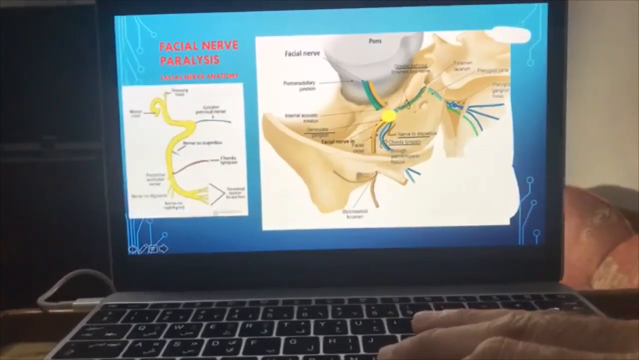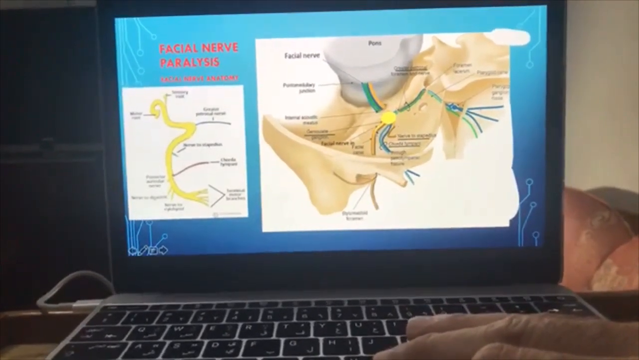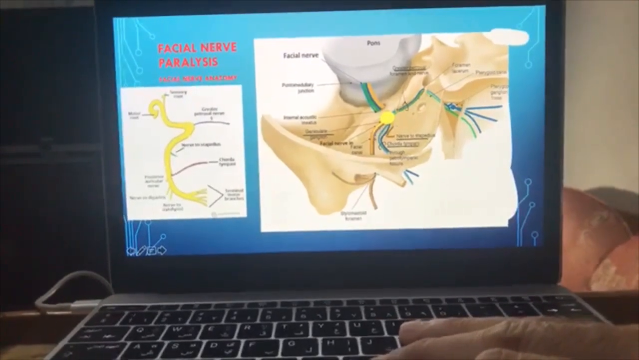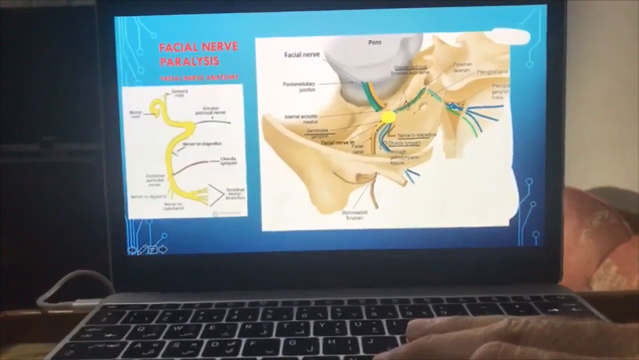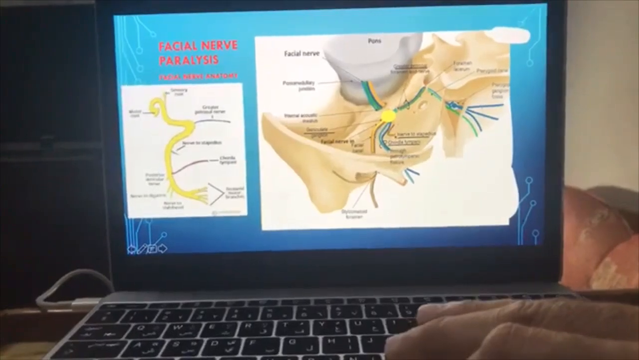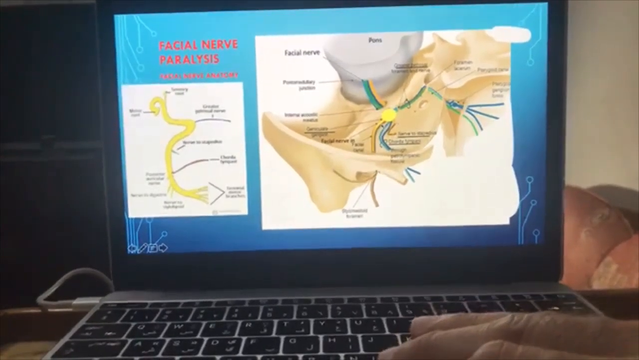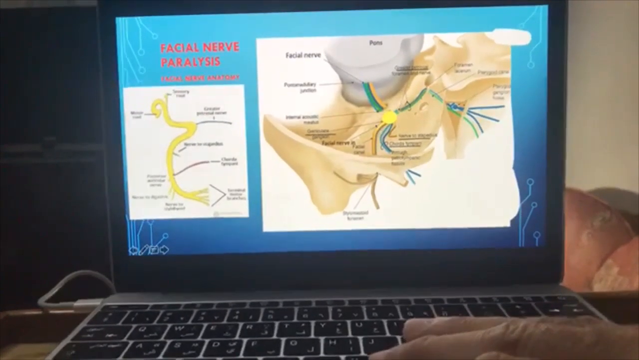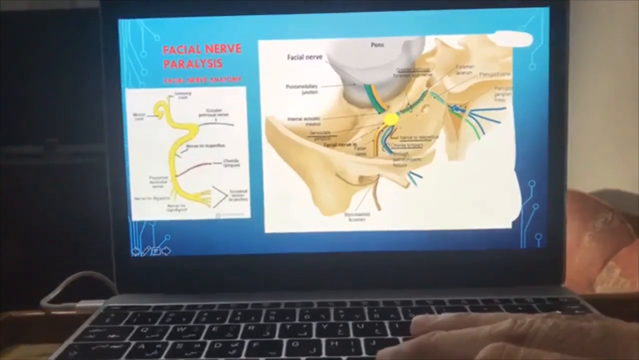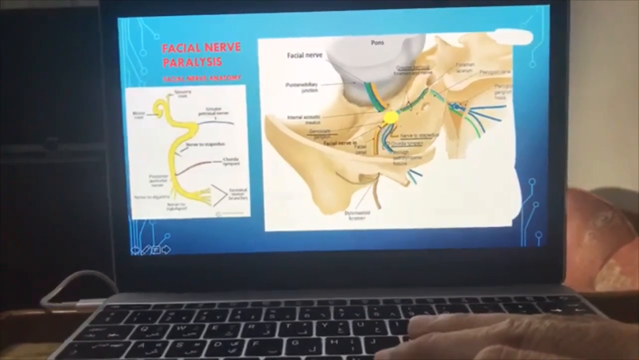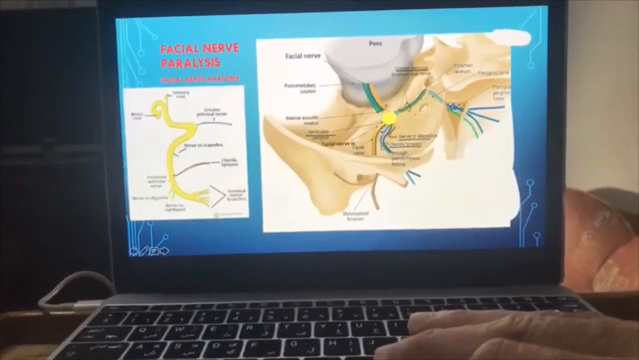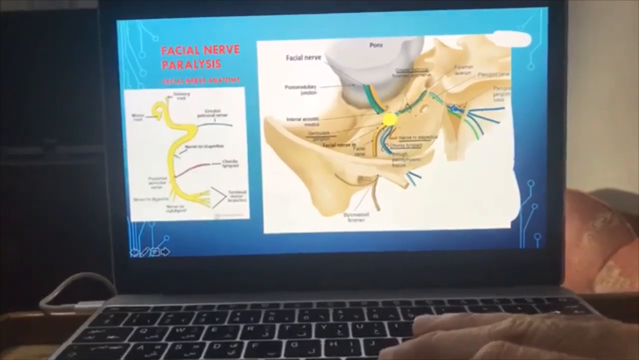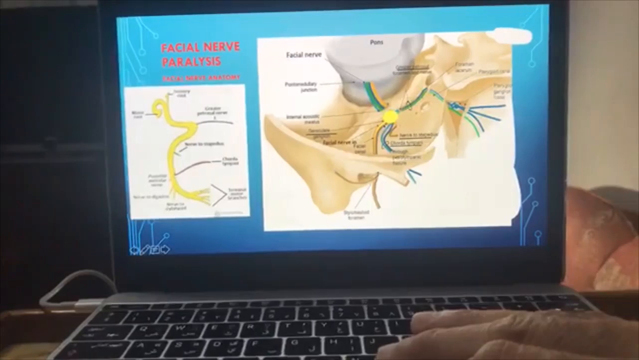And at this point, 2 millimeters around or shorter than this, it gives off the nerve to stapedius muscle. This is the second genu, and here is the most common point of traumatic otologic trauma or otologic surgery trauma to the facial nerve.